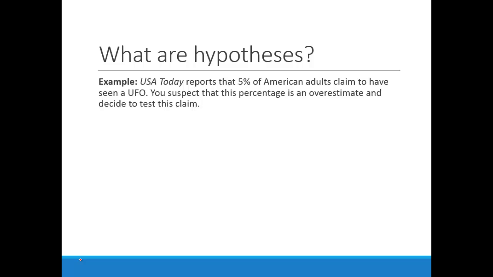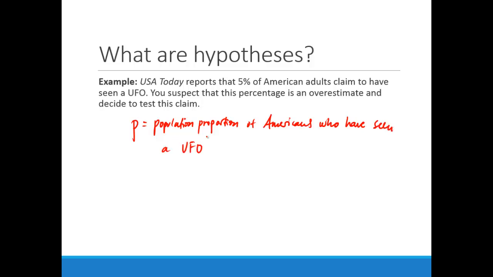So we suspect that this percentage is probably an overestimate of the true percentage, and we want to test this claim. So let's get some notation. Let P equal the population proportion of Americans who have seen a UFO. So we can test some hypotheses about this. We're both going to involve this parameter P.